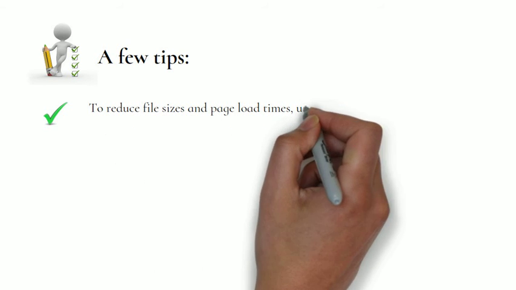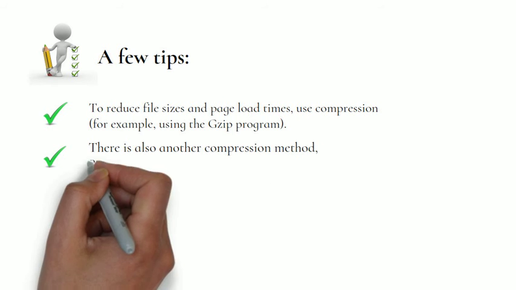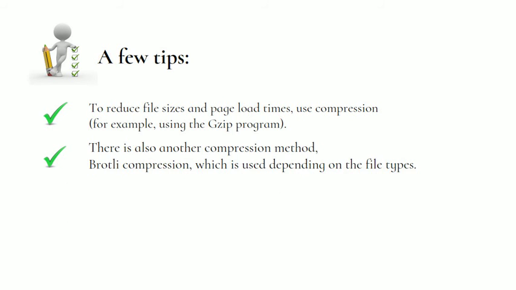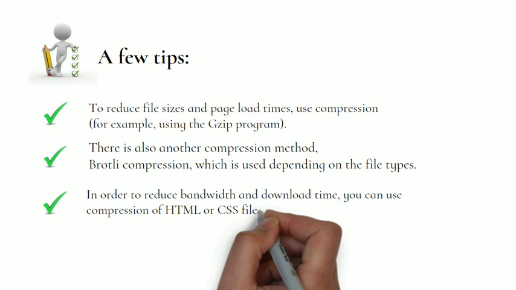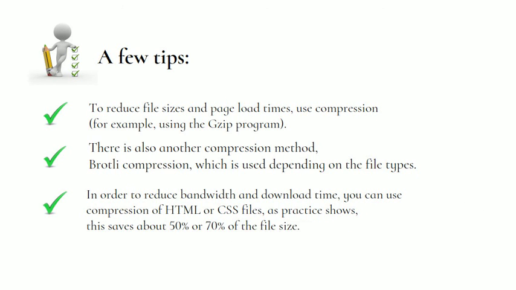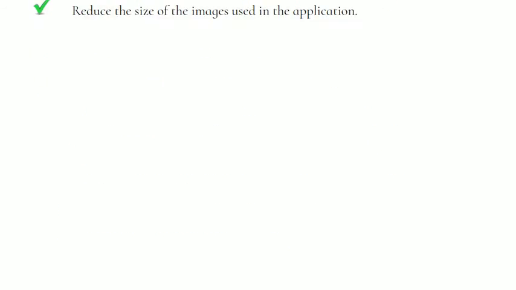To reduce file sizes and page load times, use compression, for example using the gzip program. There is also another compression method called Brotli, which is used depending on the file types. In order to reduce bandwidth and download time, you can use compression of HTML or CSS files. As practice shows, this saves about 50 to 70% of the file size. And to reduce page load time even more, reduce the size of the images used in the application.